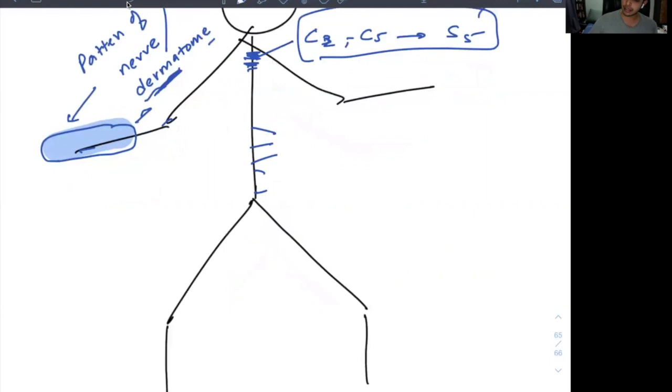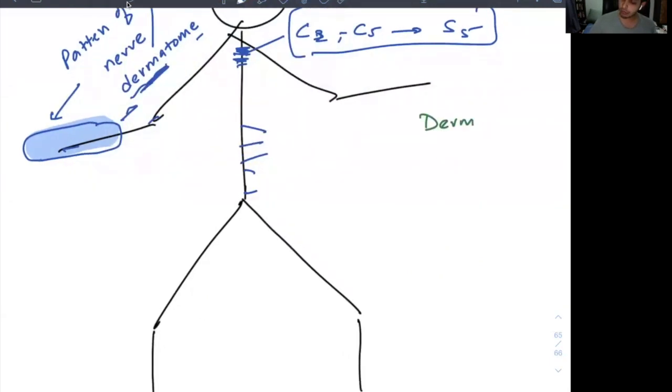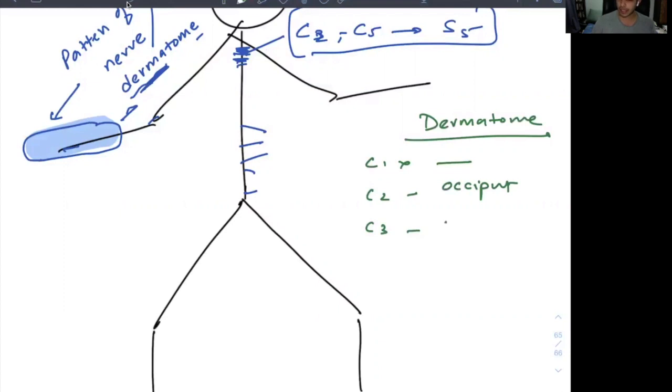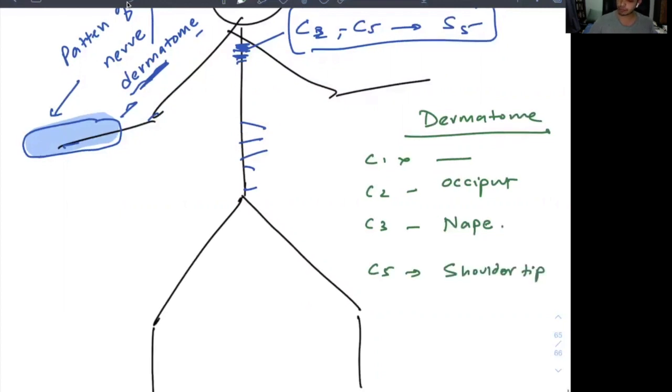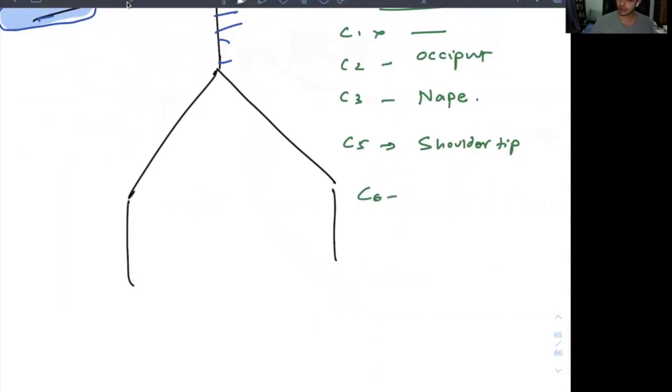I'll give you a quick look at which dermatome supplies what. C1 does not supply anything. C2 supplies your occiput. C3 will supply the back of the neck, the nape of the neck. C5 will be your shoulder tip. C6 to C8 will supply the hand. Usually C7 is your middle finger.